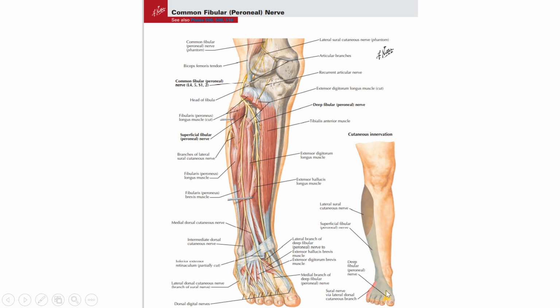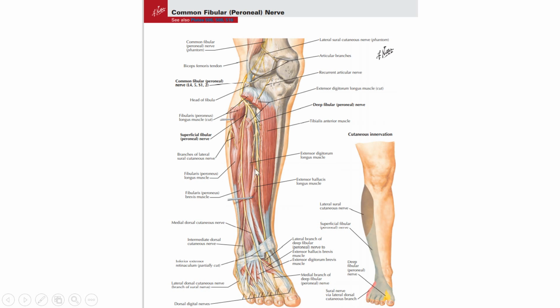Here we can see a small yellow area. This area would be supplied by the deep peroneal nerve, whereas the rest of the lateral side of the leg and the dorsum of the foot, most of it, even the medial side of the great toe, would be supplied by this gray area, the superficial peroneal nerve, whereas this small cleft between the first two digits is supplied by the deep peroneal nerve. Here you can see the superficial peroneal. This is the deep peroneal nerve. Here just follow the deep peroneal nerve.